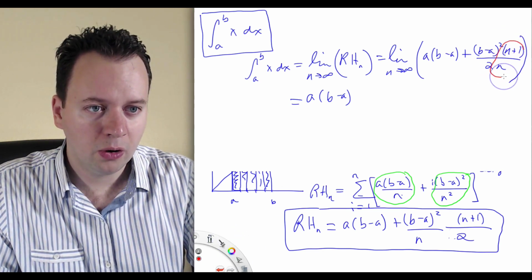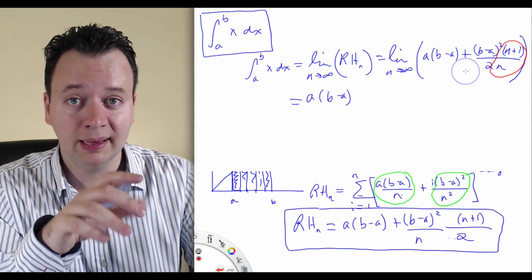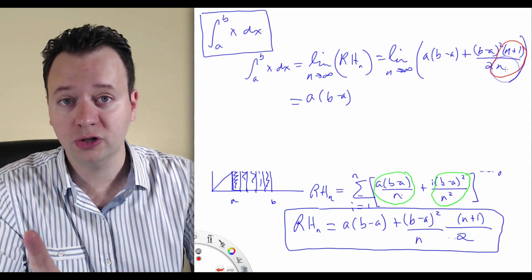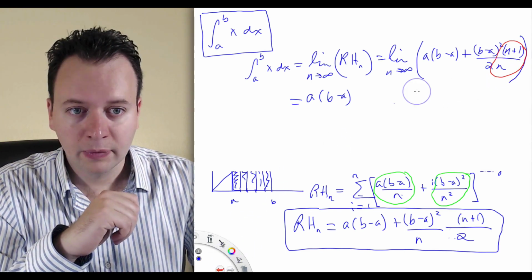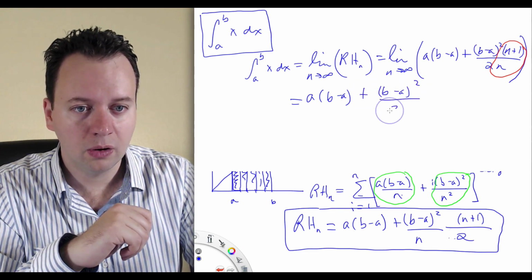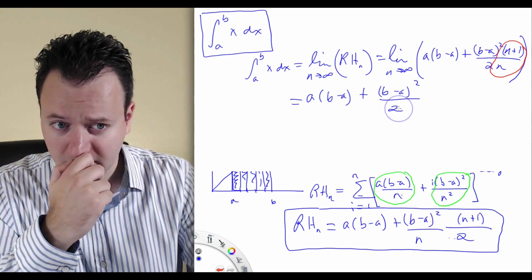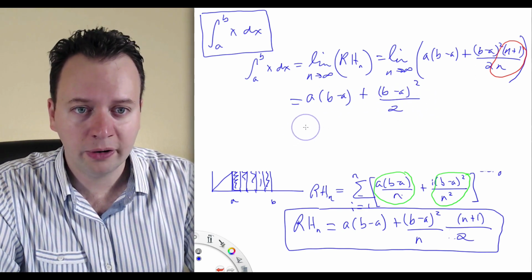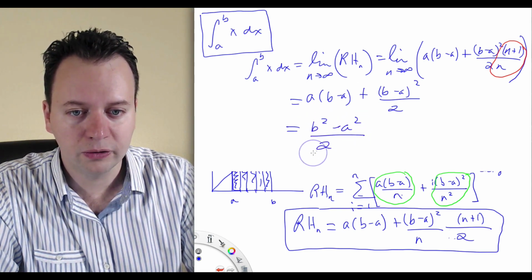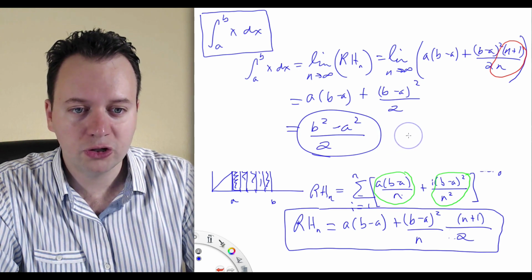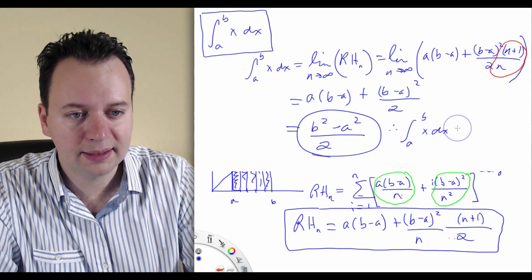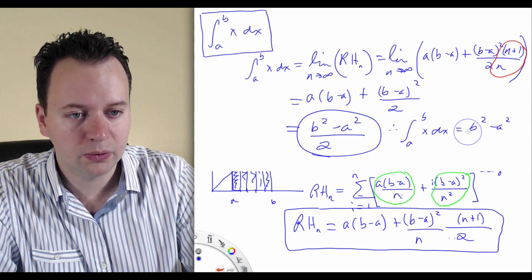So (n plus 1) over n, the rest of it's just a constant because now we're taking the limit as n goes to infinity, so we treat the rest of this as a constant. (n plus 1) over n just approaches the number 1. So the second term approaches plus (b minus a) squared over 2. And this looks very familiar. This is the one we expanded out earlier. So that just gives us (b squared minus a squared) over 2. So thus we have just shown that the integral from a to b of x dx is equal to (b squared minus a squared) over 2.